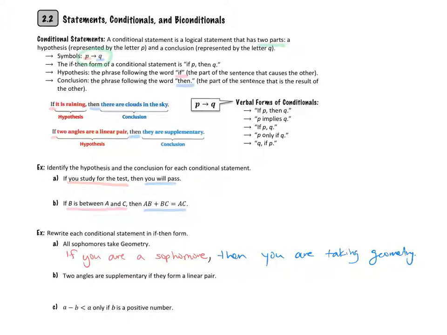Our next example says two angles are supplementary if they form a linear pair. Here the word if does appear, but the word then doesn't, so I just have to rewrite it. If two angles form a linear pair, then they are supplementary.